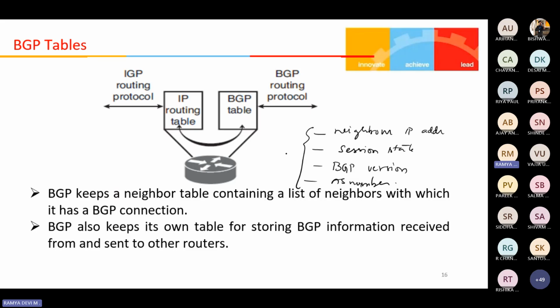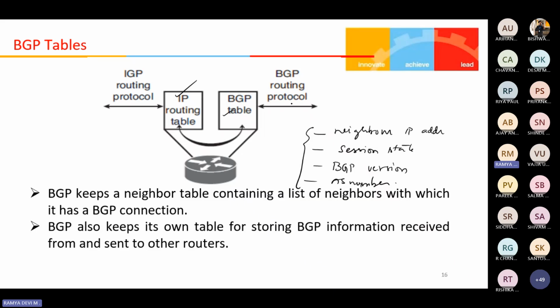So the IP routing table, the main routing table, is used to forward the packets. It will be receiving the best route from the BGP table. It will contain the routes from BGP, static routes, IGPs, and connected networks. All the information will be taken by the IP routing table. From that, BGP will be taking the best route.